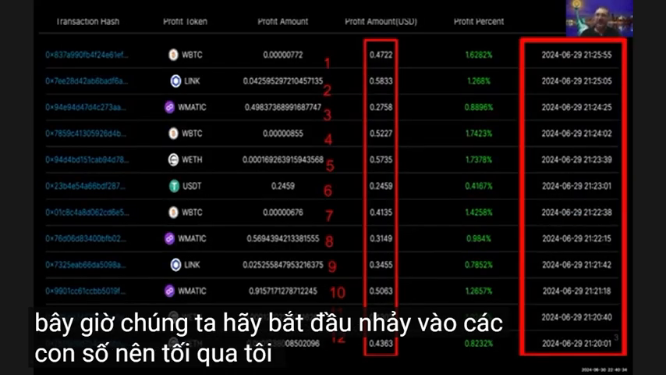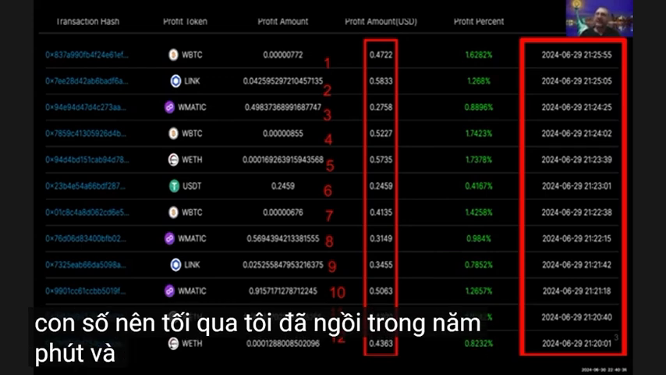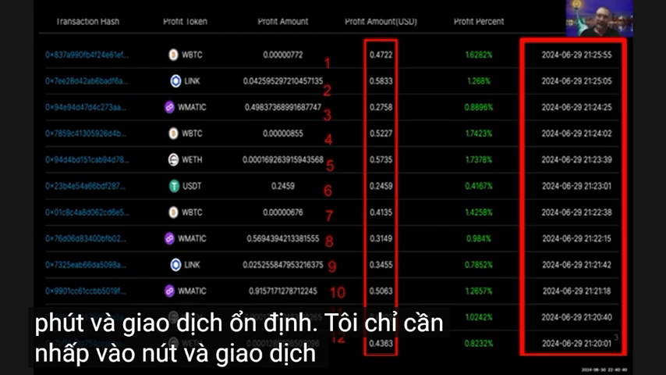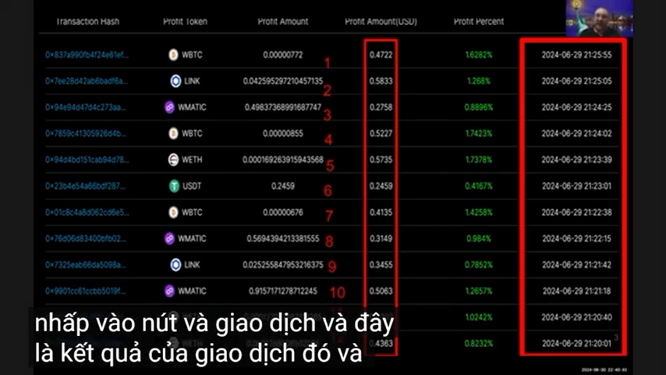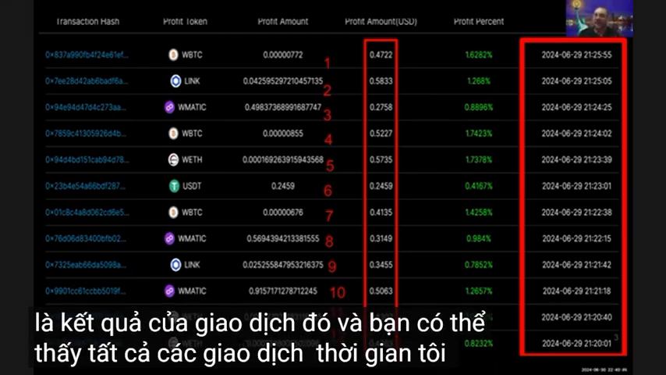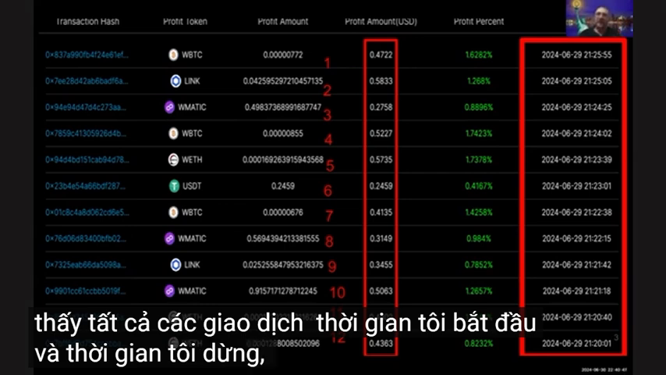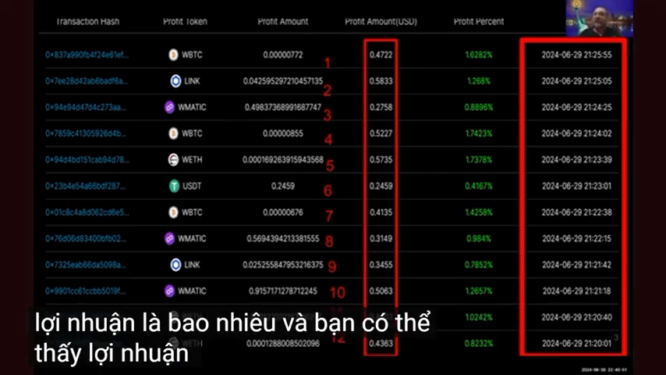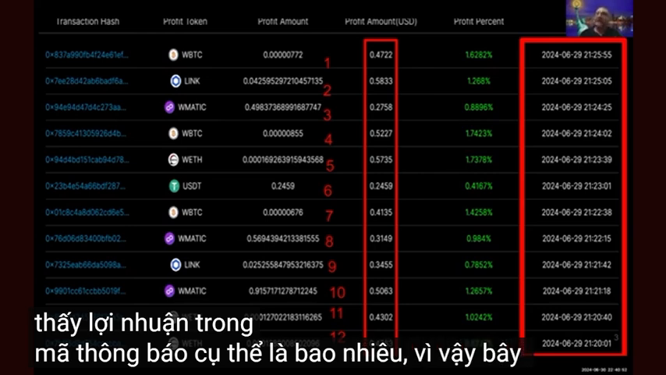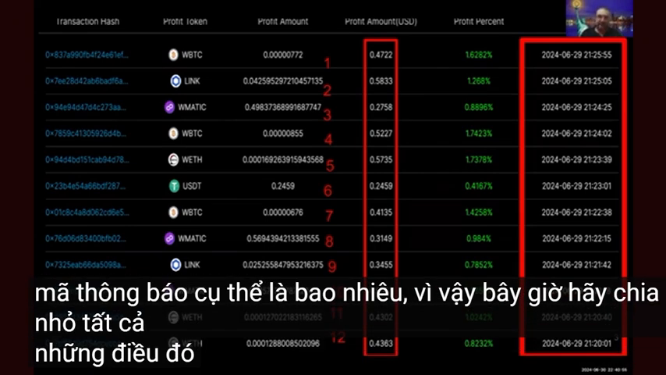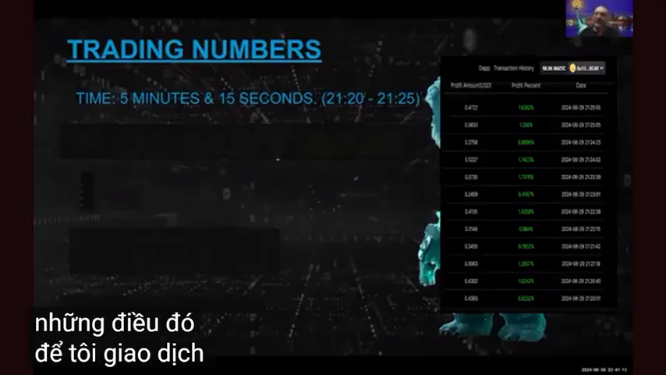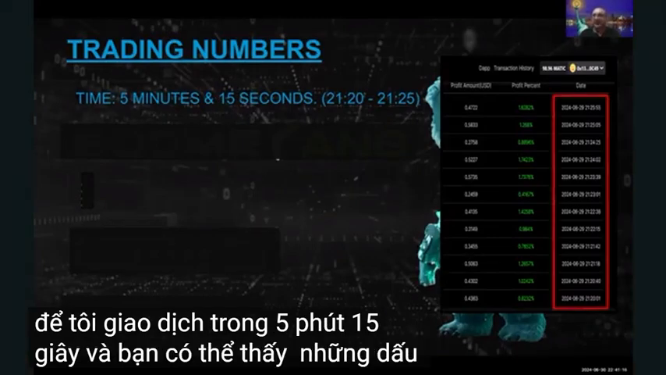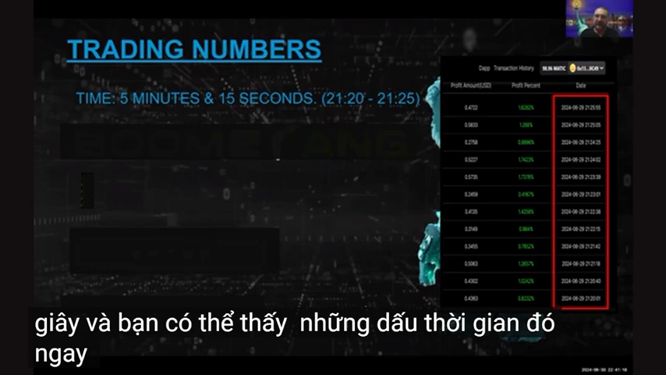So last night I sat for 5 minutes and just traded solidly. I just clicked the buttons and traded. And this was the result of that trade. And you can see all of the trades, the time I started and the time that I stopped. You can see how much the profits were, and you can see what the profit was in the particular token. So now let's break all of that down. So I traded for 5 minutes and 15 seconds. And you can see those timestamps right there.